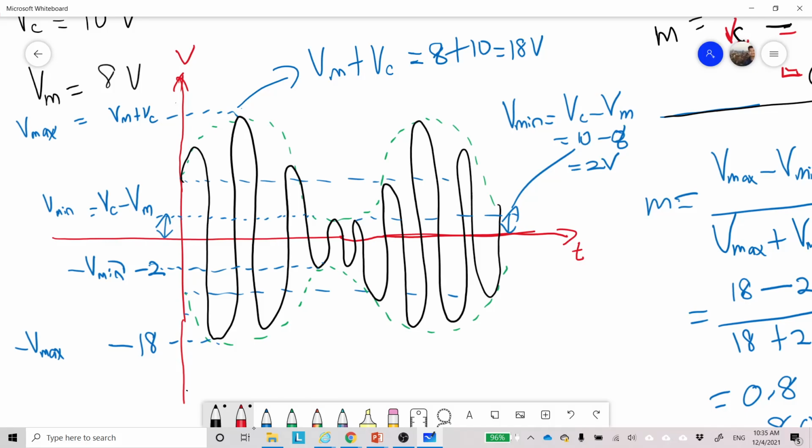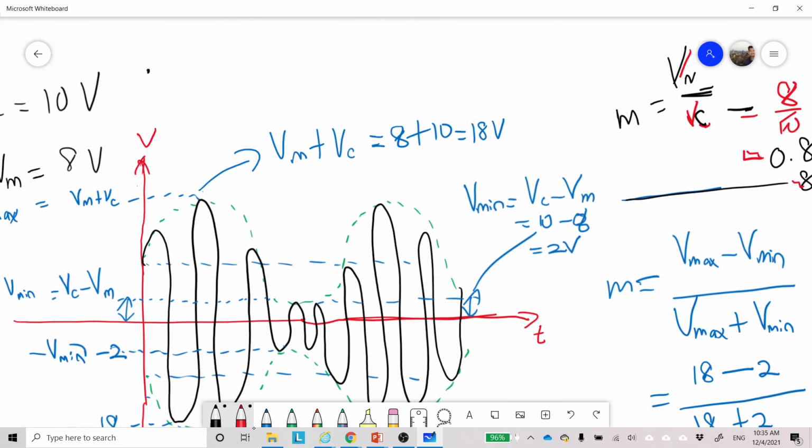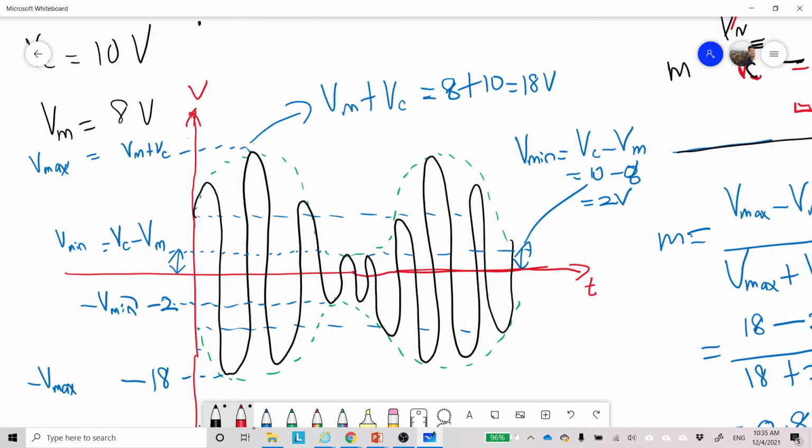This is very important because this has come out in the test and also in the final exam. You will be given a waveform and you need to find the value of Vm, the value of modulation index, and so on. So you need to understand this. I would suggest you practice so that you know how to draw the waveform quickly.